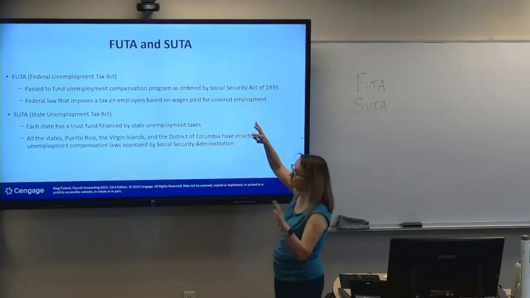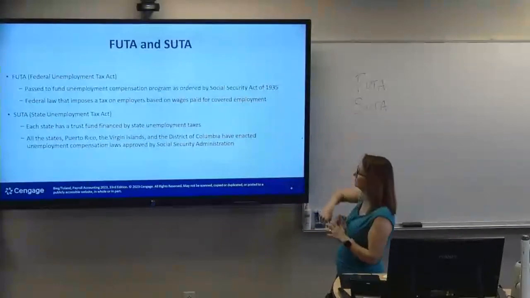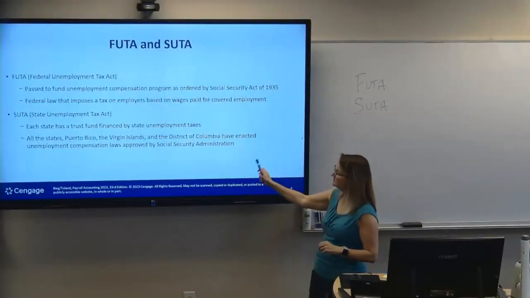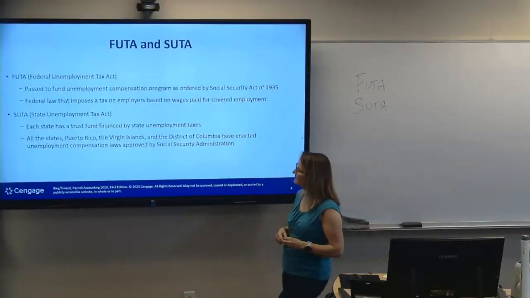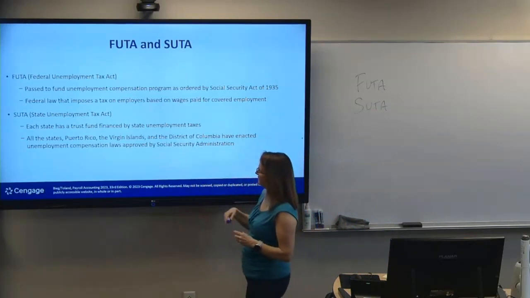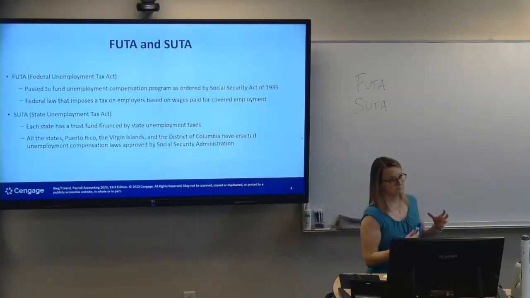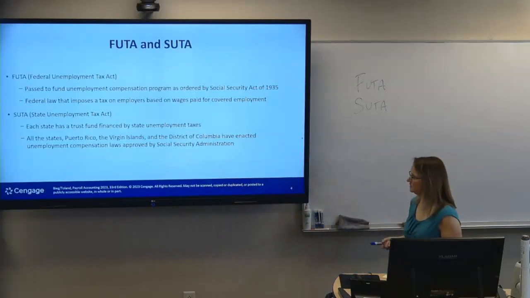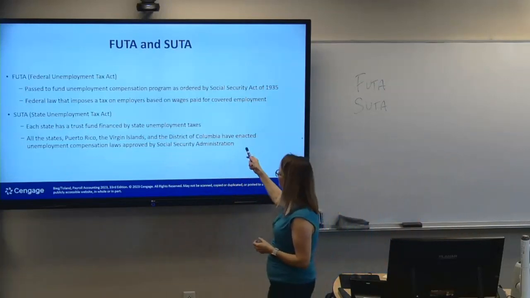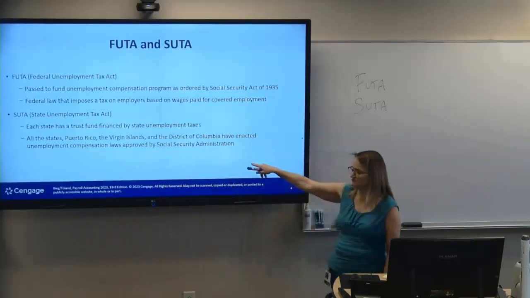It was formed under, it's part of the Social Security Act of 1935, but it is called the Federal Unemployment Tax Act. State Unemployment Tax Act was passed at the same time. All states, including the, what do they call them? Territories of the US, have enacted unemployment compensation laws. They have to be approved by the federal government, though.